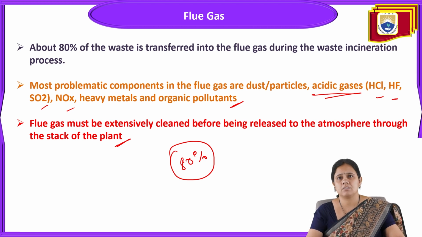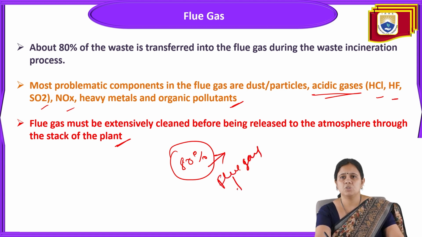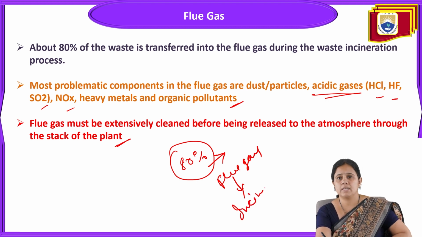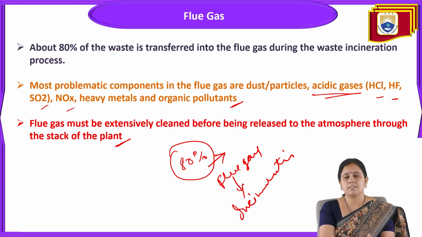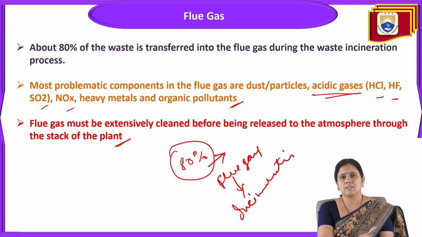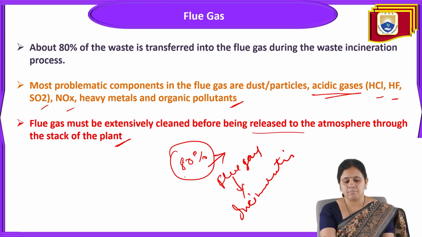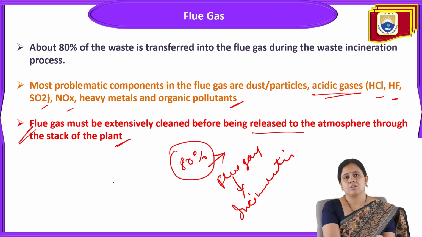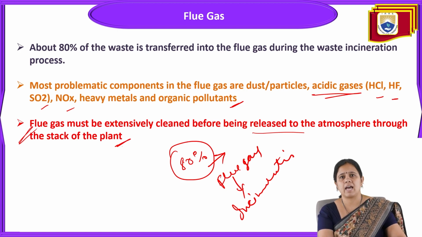About 80% of the waste is transferred into the flue gas during the whole incineration process. And next, what happens? The problematic components in the flue gas are dust particles, acidic gases, NOx, heavy metals, and organic pollutants. Flue gas must be extensively cleaned before being released to the atmosphere through the stack of the plant.